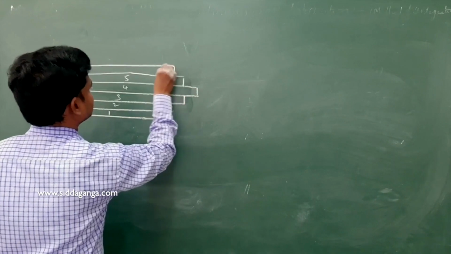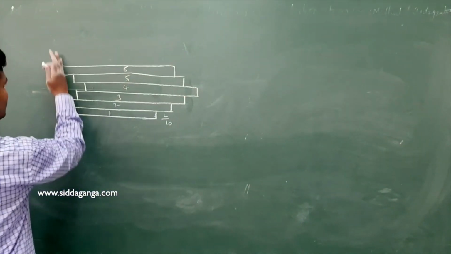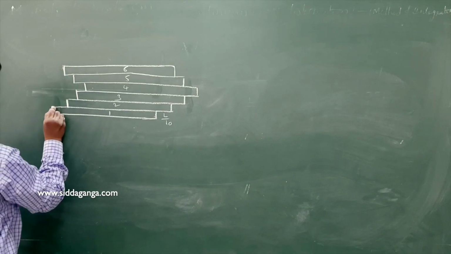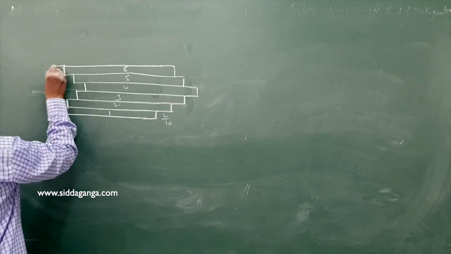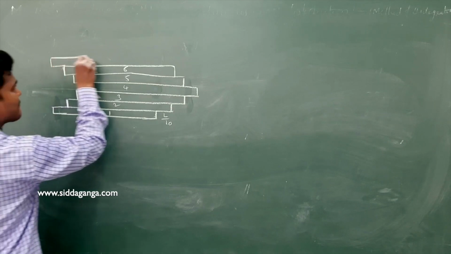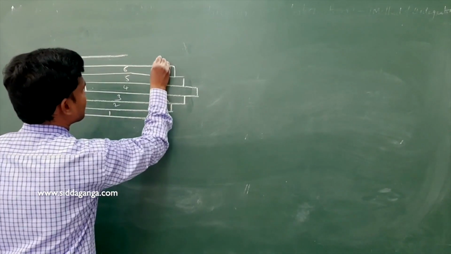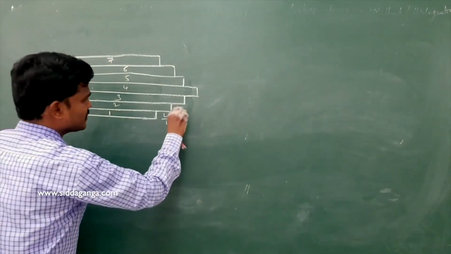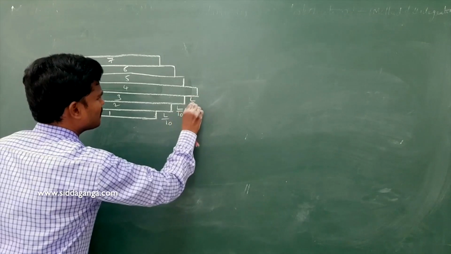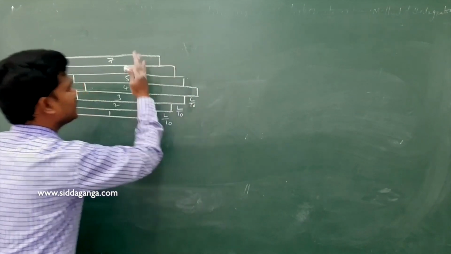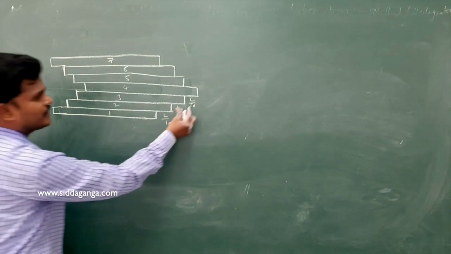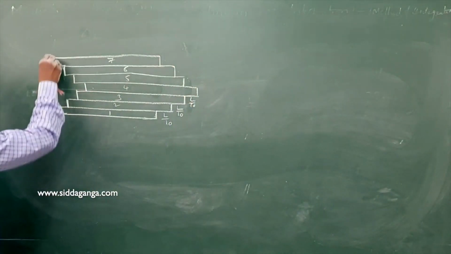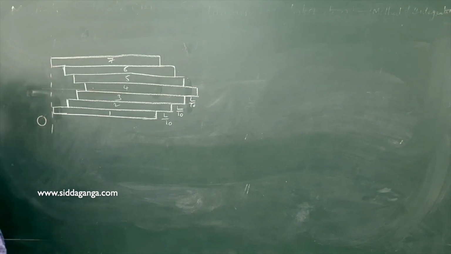This is 6 block. And this one, seven blocks. Each extends by L by 10 gap. L by 10, L by 10, L by 10. They are given L by 10, L by 10, L by 10. This is also L by 10, L by 10, L by 10. Now they are asking to find the center of mass of this system from O.